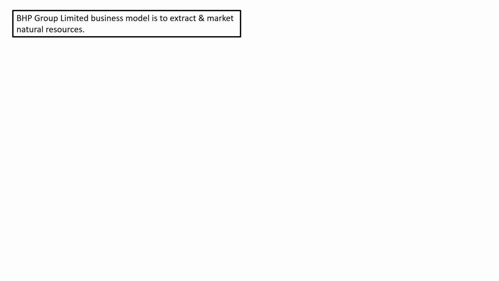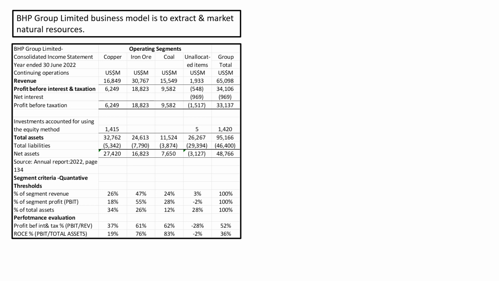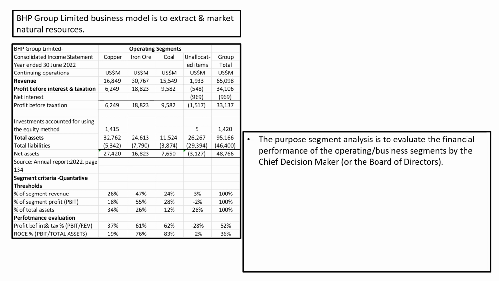We're going to look at a group called BHP Group, and its business model is to extract and market natural resources. Shown here is a form of segment reporting for this group, and as we said earlier, the purpose of segmental analysis is to evaluate the financial performance of the operating business or segments by the chief decision maker, usually the board of directors. When you look at BHP's business units, you'll find that they have three: copper, iron ore and coal.